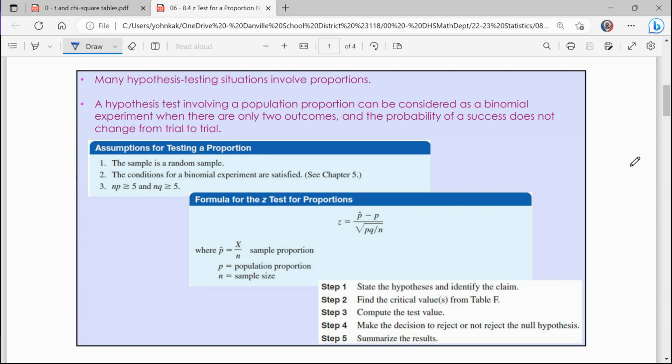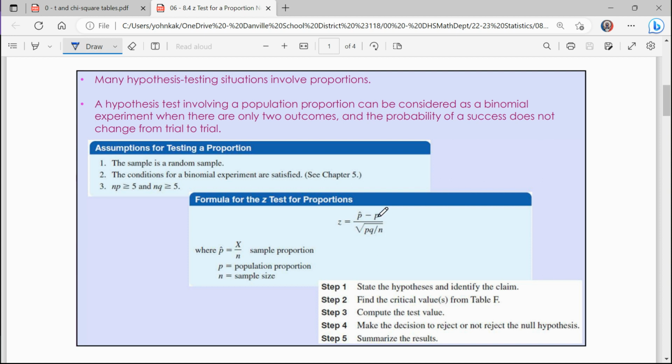So we've got three assumptions this time for testing a proportion. One, the sample must be a random sample. Two, the conditions for a binomial experiment are satisfied. That's when we have two outcomes, a probability of success that is consistent, a fixed number of trials, and it is a simple random sample. The third condition is that your successes must be greater than or equal to 5, and your failures must be greater than or equal to 5 as well.